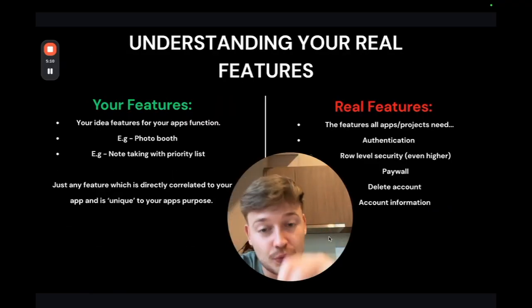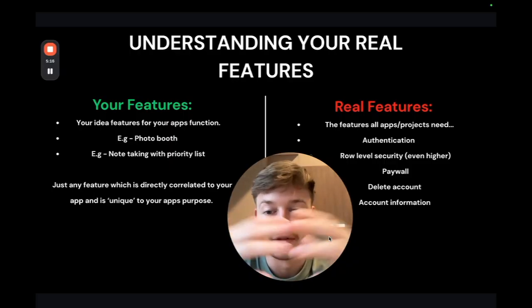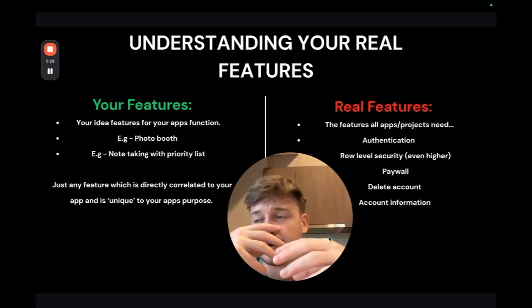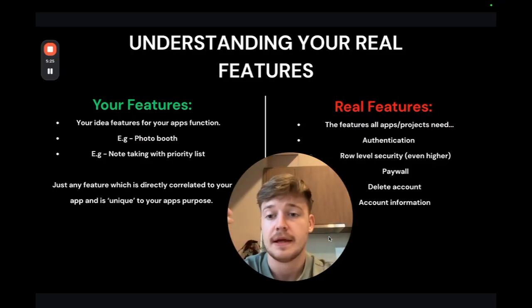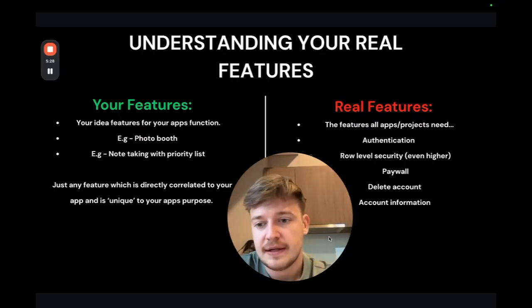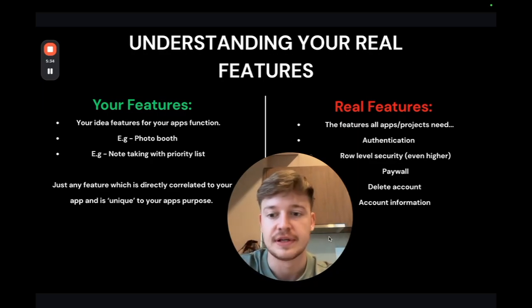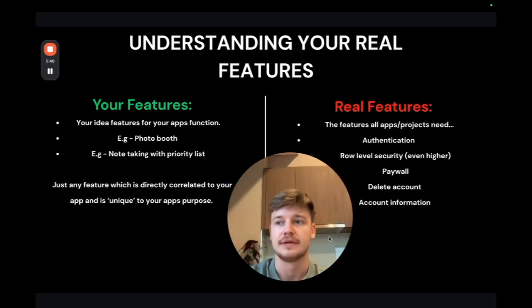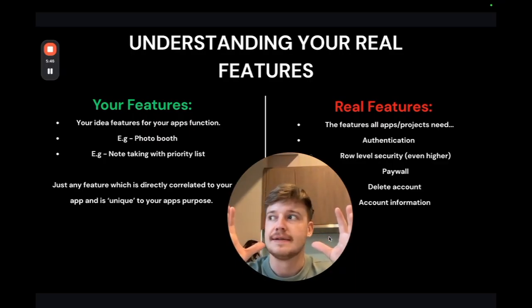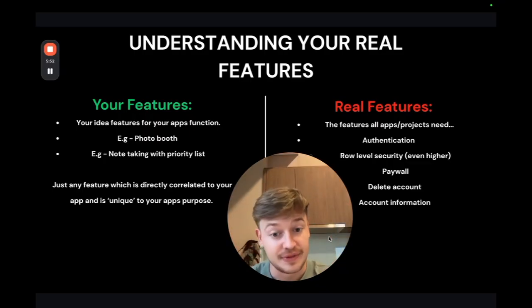Now, understanding your features, right? Your features are your ideal features for your app's function. So let's say it's a note-taking app, then you want to have an app where you take notes, and then there's a priority list as well. That's a function. Simple things, right? Or a photo booth, a gallery, or something like that. Just any feature which is directly correlated to your app, its function, its use cases, its purpose, and is unique to your app's purpose. Another app might have the same thing, but that's not your app, right? You have your app. So your features are what make your idea real. What features are you actually building to make the app itself?